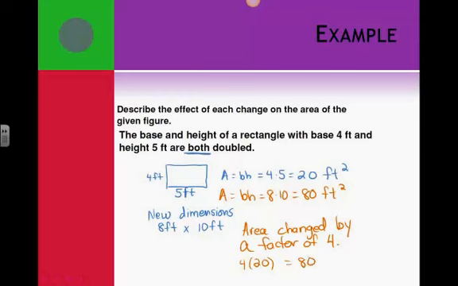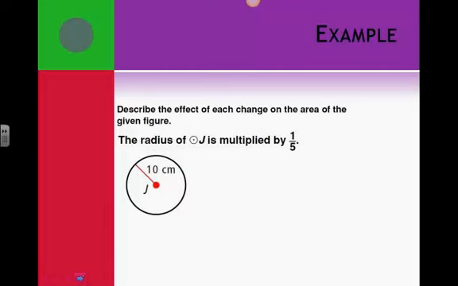So when we only changed one dimension by a factor of 6, it changed the area by a factor of 6. But when we changed both dimensions by a factor of 2, it actually changed the area by a factor of 4. So let's see if we can draw some conclusions soon.